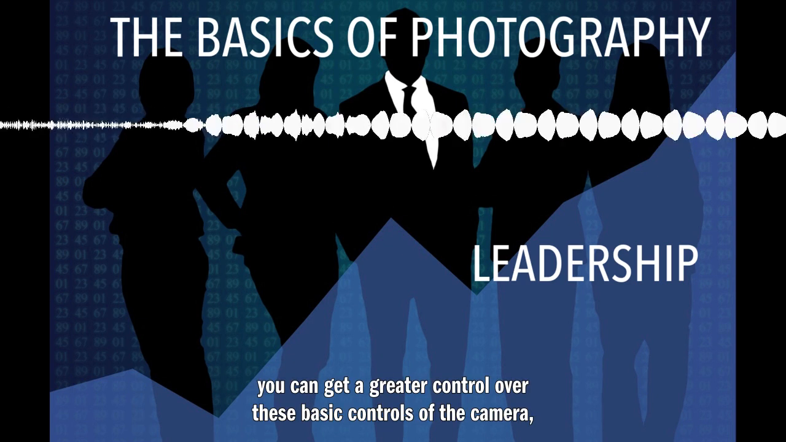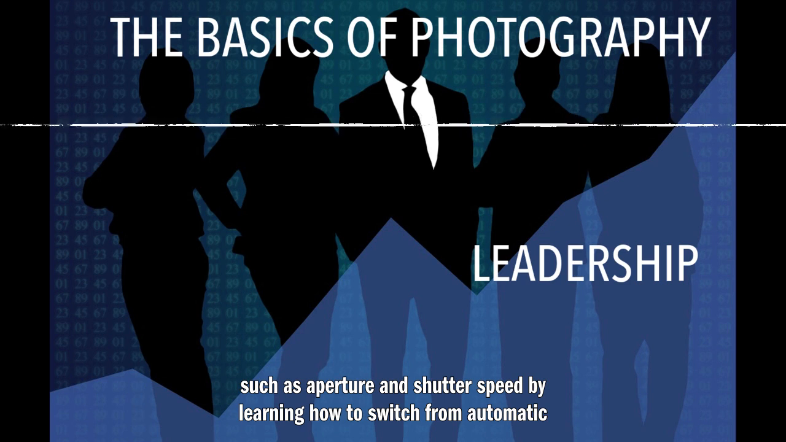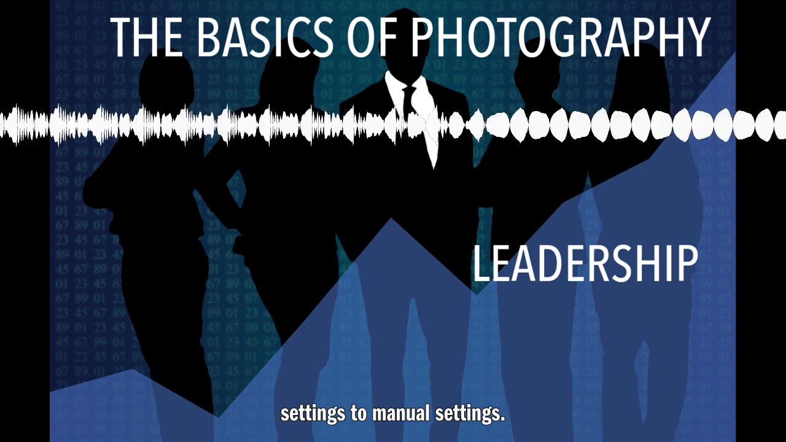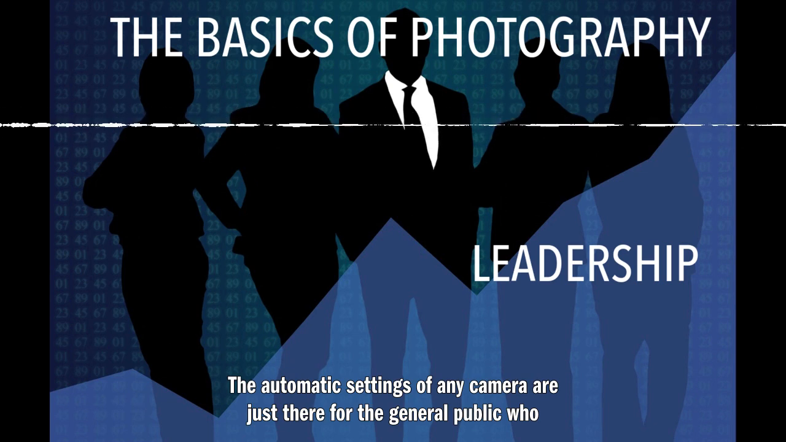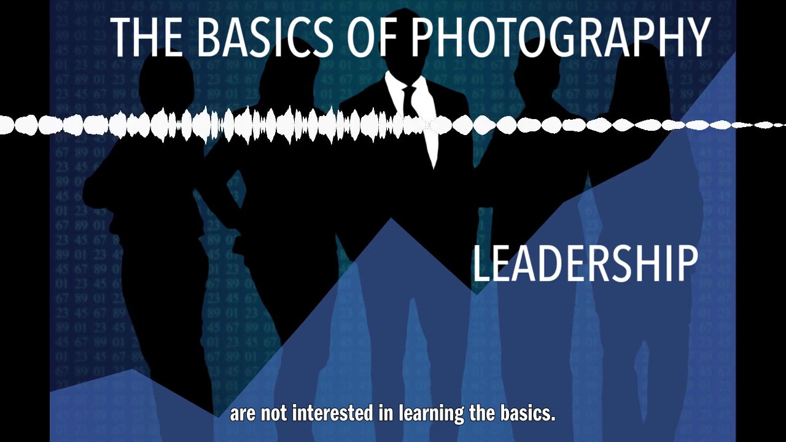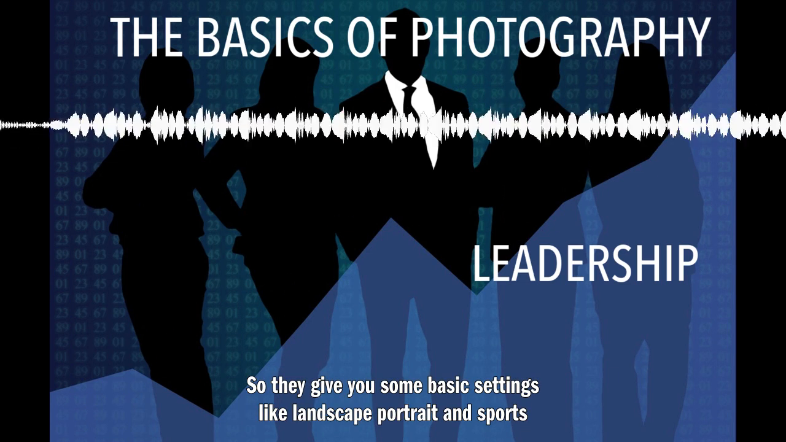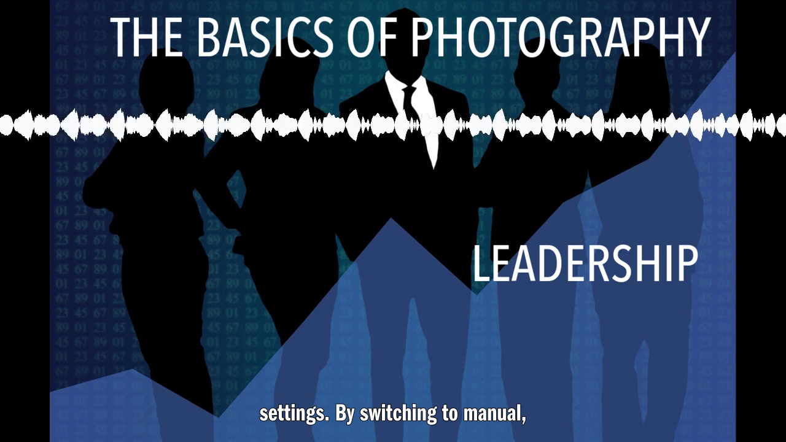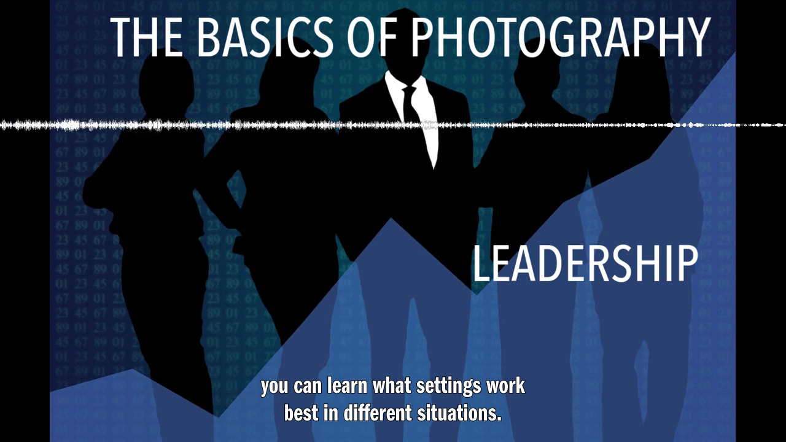You can get a greater control over these basic controls of the camera, such as aperture and shutter speed, by learning how to switch from automatic settings to manual settings. The automatic settings of any camera are just there for the general public, who are not interested in learning the basics. So they give you some basic settings like landscape, portrait and sports settings. By switching to manual, you can learn what settings work best in different situations.